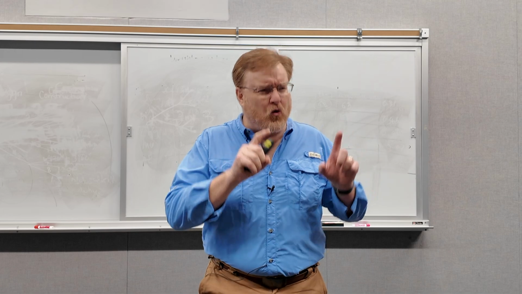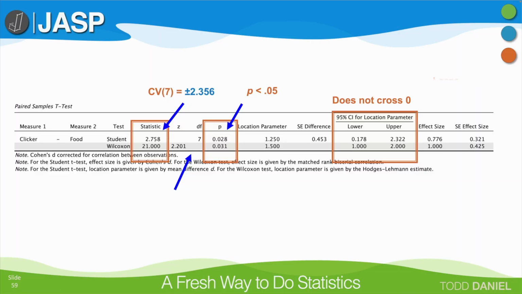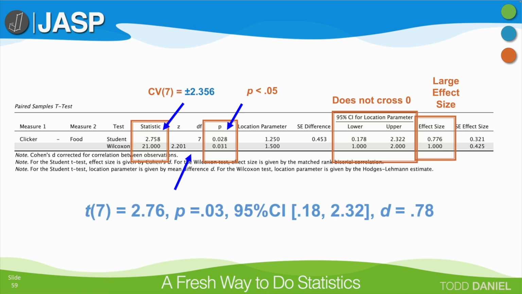Remember, we use that corrected effect size. So the effect size in this test is 0.77, or maybe round that up to 0.78. All of this information can be written up as t with 7 degrees of freedom equals 2.76, probability of 0.03, 95% confidence interval of 0.18 to 2.32, and our effect size of 0.78. This is a statistically significant finding. These groups were in fact different.